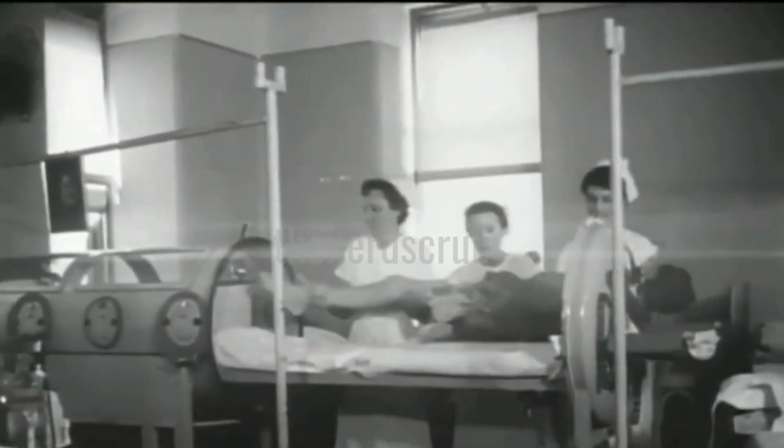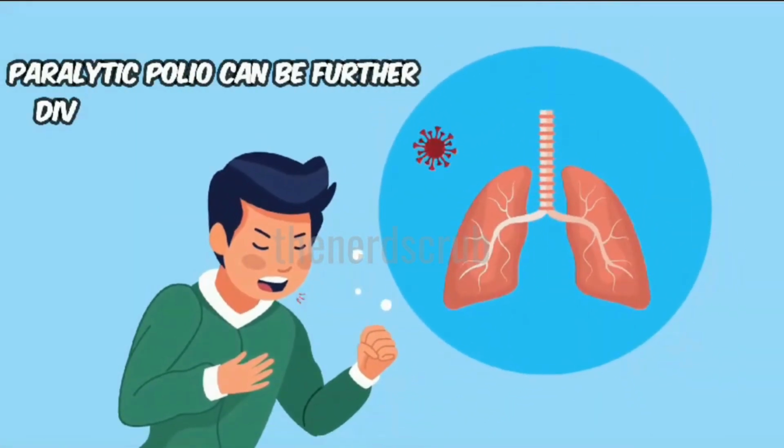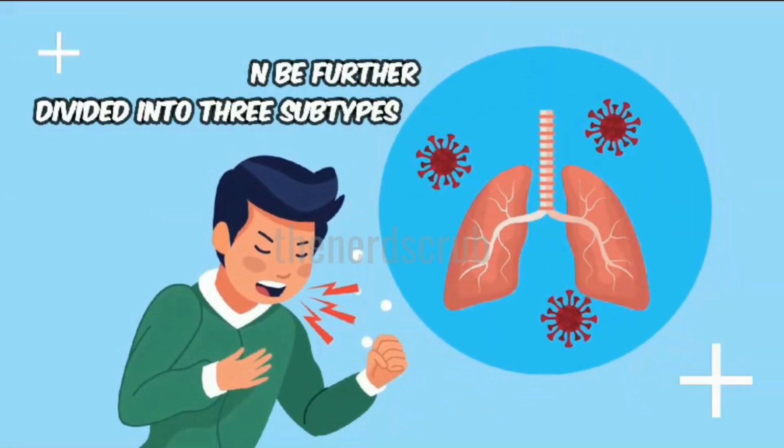Paralytic polio. In less than 1% of poliovirus infections, the virus invades the central nervous system, causing paralytic polio. This is the most severe form of the disease, and it can lead to permanent disability or even death. Paralytic polio can be further divided into 3 subtypes.